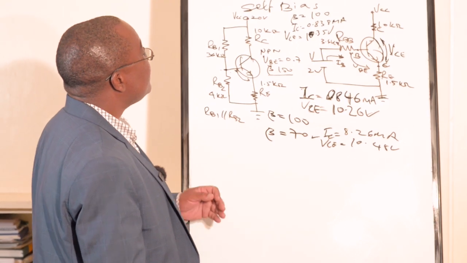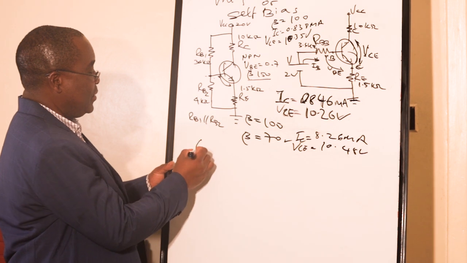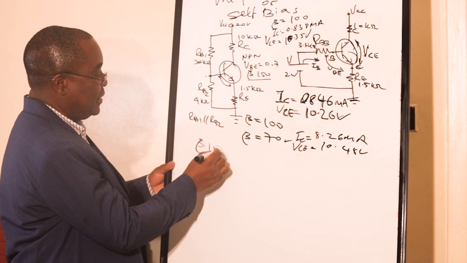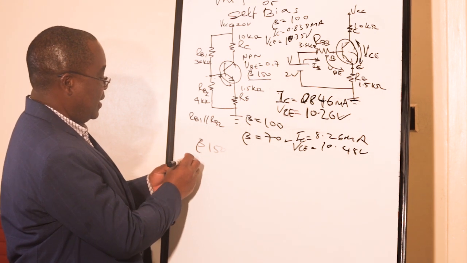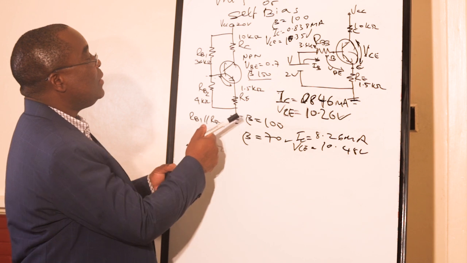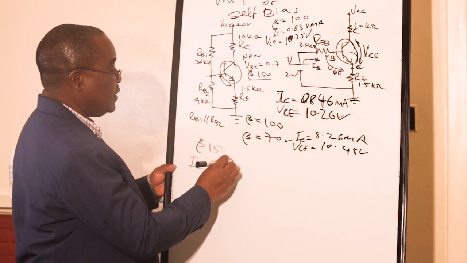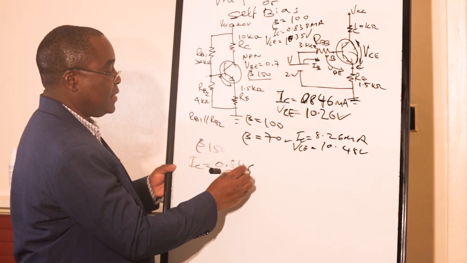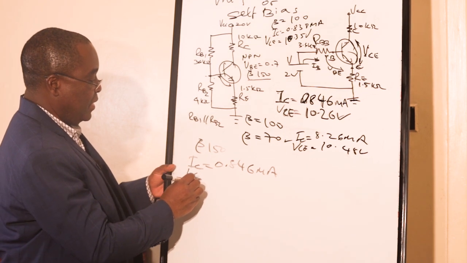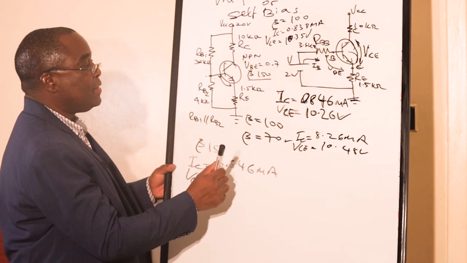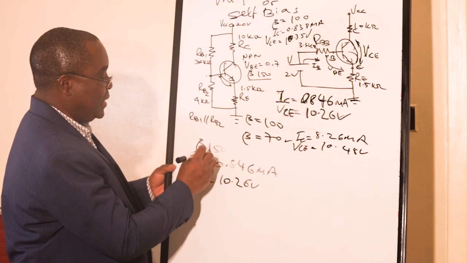Beta at 150, our values are here. I'm putting them here so you can see clearly. Beta at 150, our values IC equal to 0.846 milliampere, and the VCE, collector emitter voltage, is 10.26 volts, beta at 150.